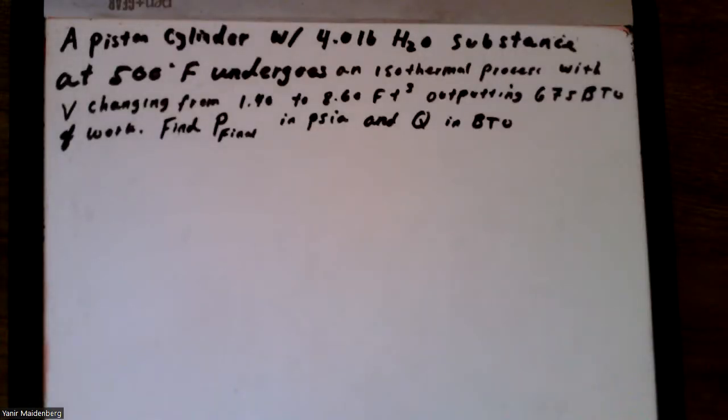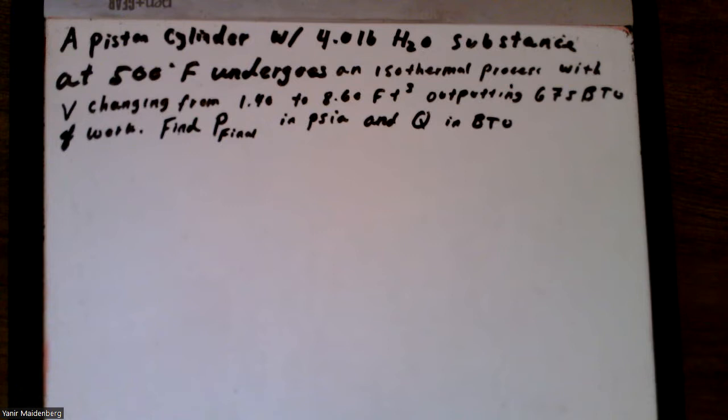Okay. So in this example, we have a piston cylinder with 4 pounds of water, and they call it a water substance. Whenever you see water substance, that directly means you have to figure out if it's saturated or not. It's at 500 degrees Fahrenheit and undergoes an isothermal process, and the volume will change from 1.4 to 8.6 feet cubed. During this process, 675 BTUs of work will be outputted. We are asked to find the final pressure in PSI and the heat transfer in BTU.